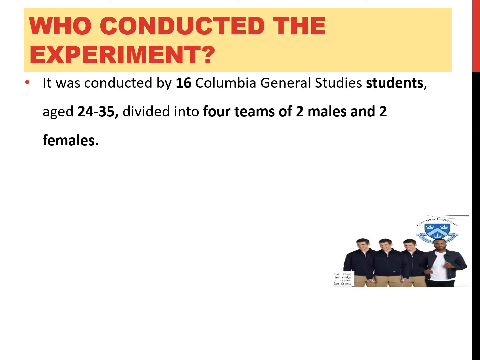Okay, so who conducted the experiment? The researcher is C.P. Liavin and his wife and colleagues, like I said earlier. But the ones who actually conducted the whole emergency situation and observed the behavior, they hired someone else. So they hired 16 Columbia General Studies students, whose age is around 24 to 35. They were divided into 4 teams, okay? Each team has 4 people in it, 2 males and 2 females.